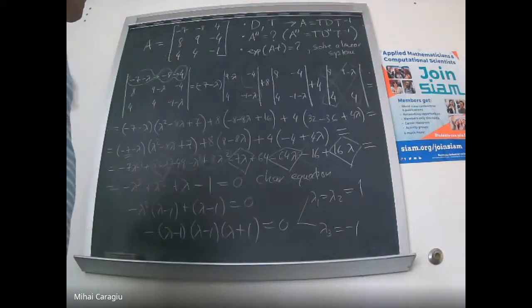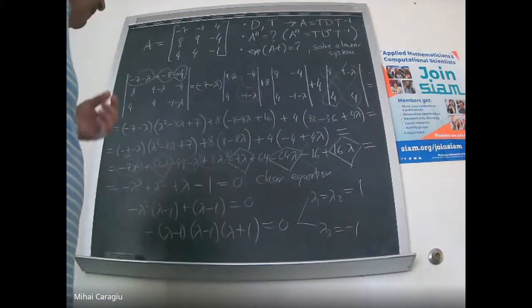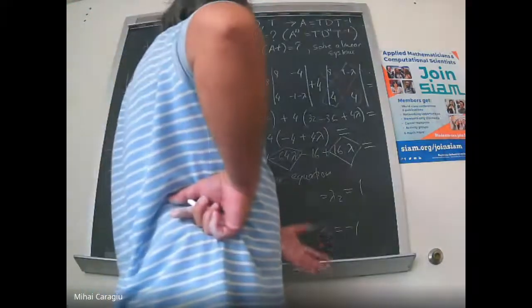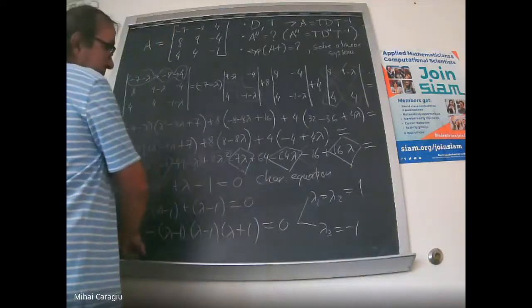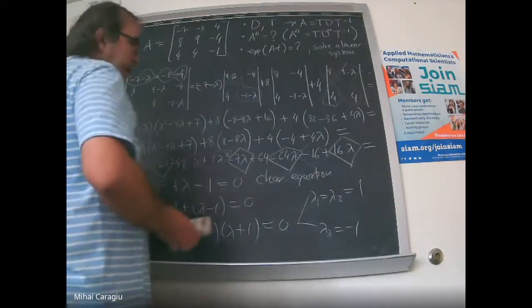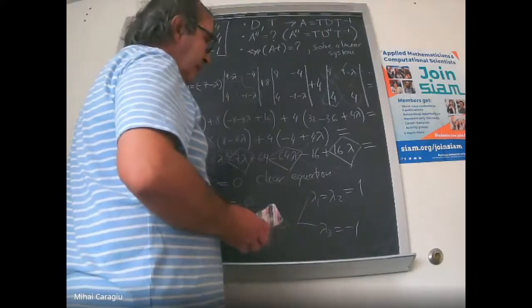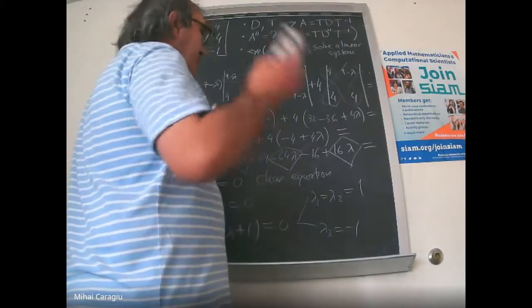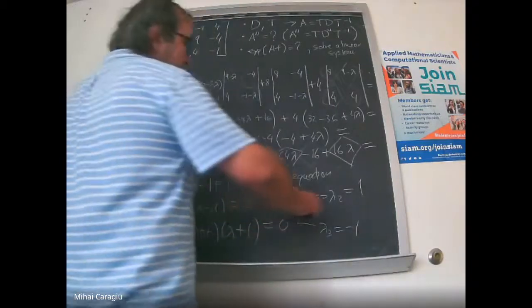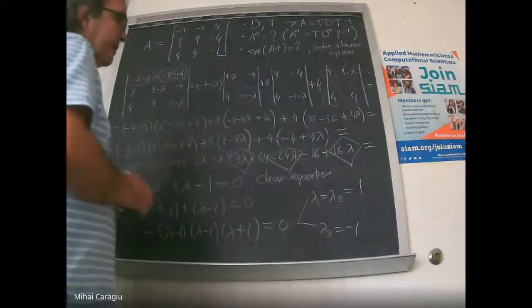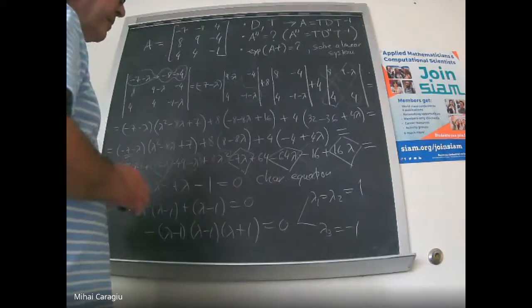So after all this messy work, let's try to keep the fruit of the work and erase the work, because otherwise we have too much space on the board. So the eigenvalues are lambda 1 equals to lambda 2 equals to 1, lambda 3 equals to -1. It's not yet clear whether A is diagonalizable or not, since we have to find two linearly independent eigenvectors for this repeated eigenvalue. So let's see.